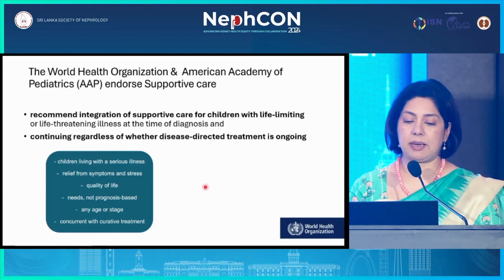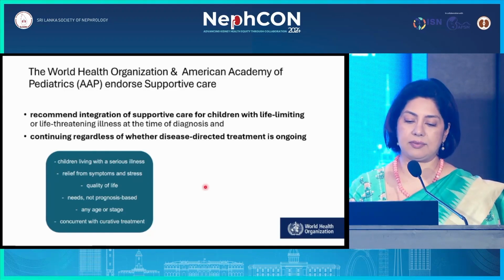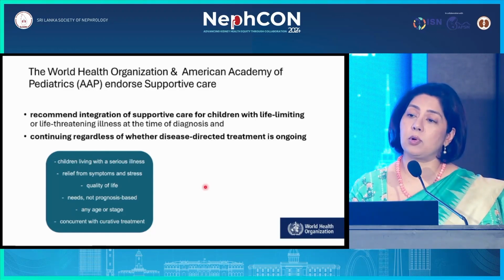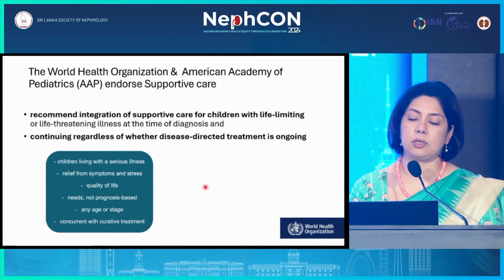So who is this meant for? It's meant for children living with a serious illness, as we discussed, to provide relief from symptoms, to improve their quality of life. And I think what's most important, which I certainly misunderstood initially, is that supportive care should be given at any stage of the disease. It is not end-of-life care only, and can certainly be provided concurrently with curative treatment.